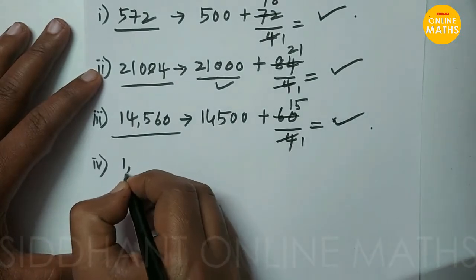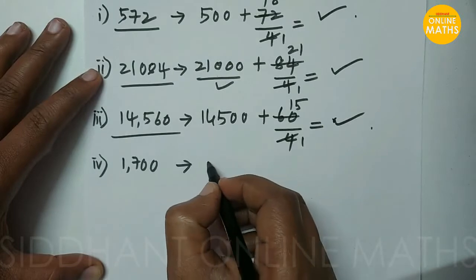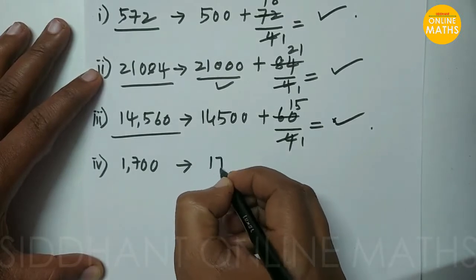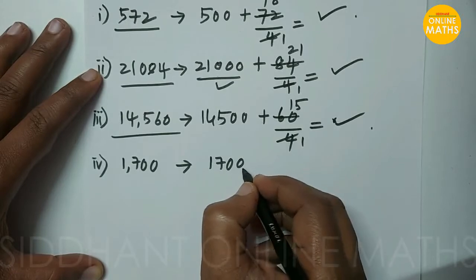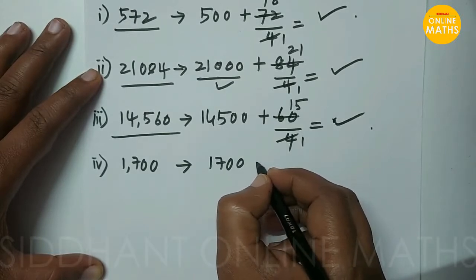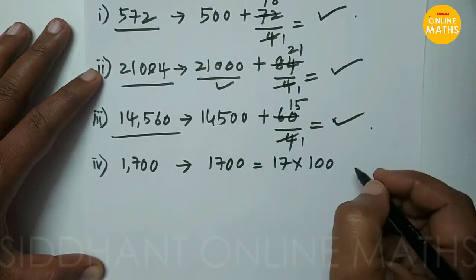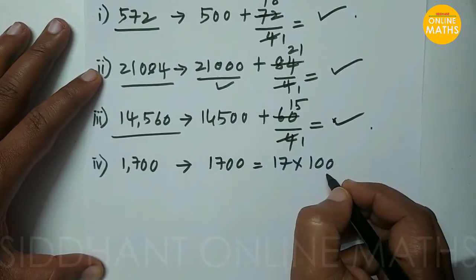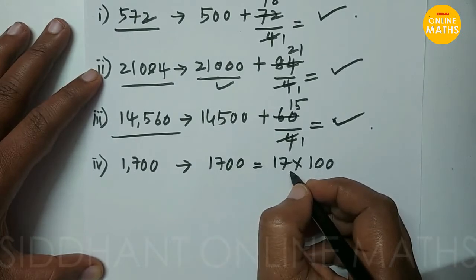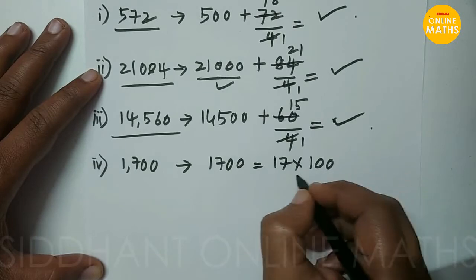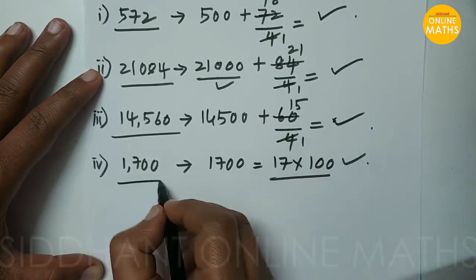So next, 1700. So it is a direct question, 1700. We know that it can be written as 17 into 100. So we can say that 100 is divisible by 4, and anything multiplied by 100 is also divisible by 4. So we can say that this number is divisible by 4.